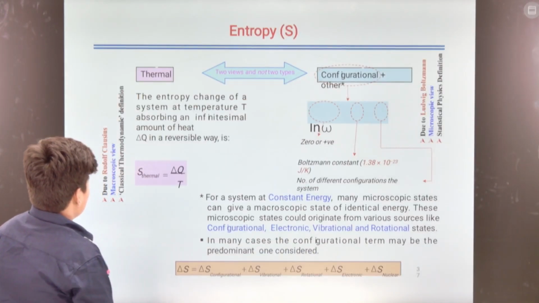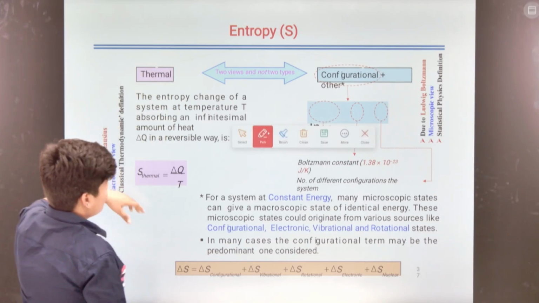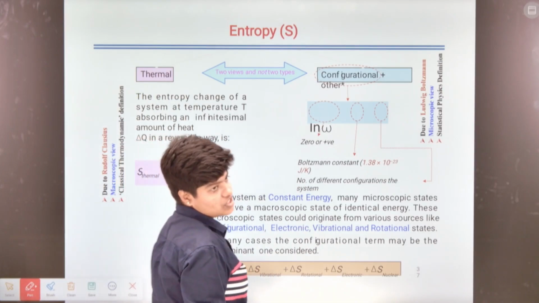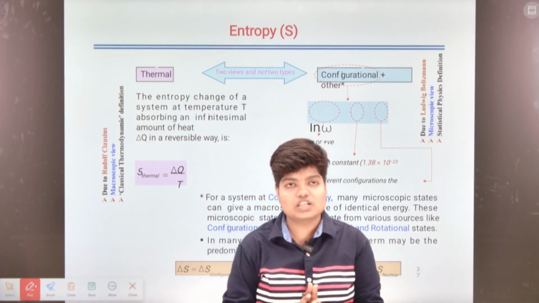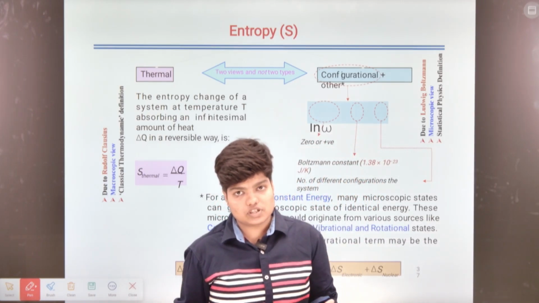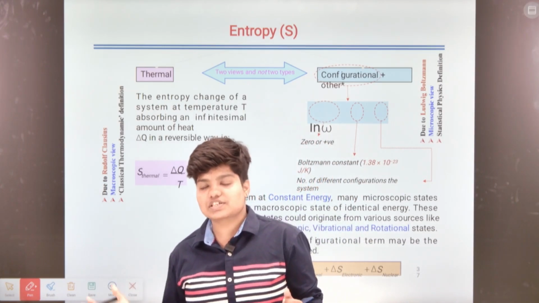Now, there are different types of entropy. By different processes we get different entropy, like thermal entropy, configurational entropy, vibrational entropy, translational, rotational, all these.